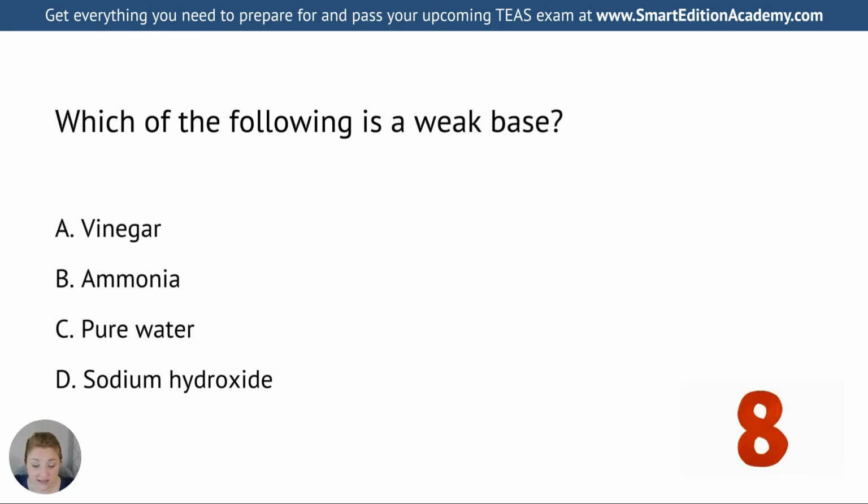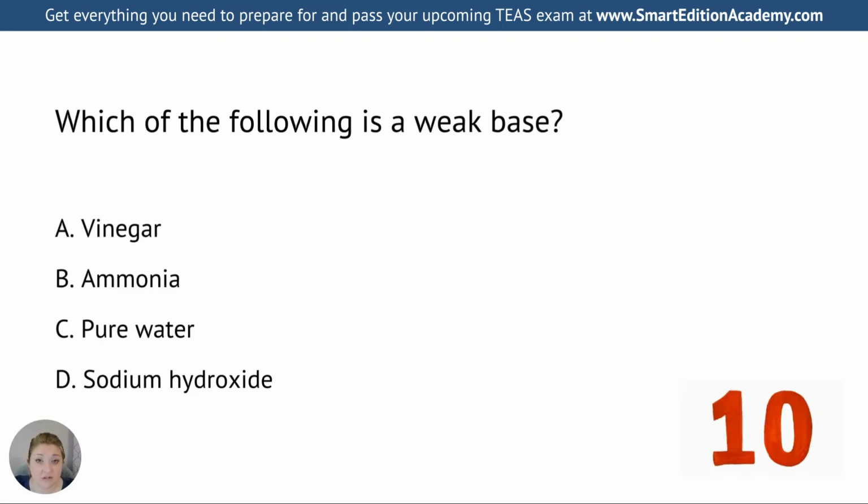Which of the following is a weak base? Vinegar, ammonia, pure water, or sodium hydroxide? All right, so taking a look at our answer choices here, we're going to use process of elimination to take off 2 of our answer choices, and that is vinegar and pure water. Vinegar is acidic, so it is not going to be classified as a base. And pure water, remember, is not technically an acid or a base, but more of a neutral. So we're left with ammonia or sodium hydroxide.